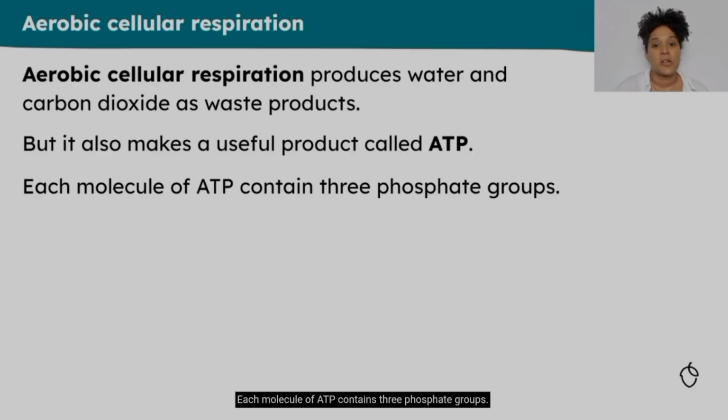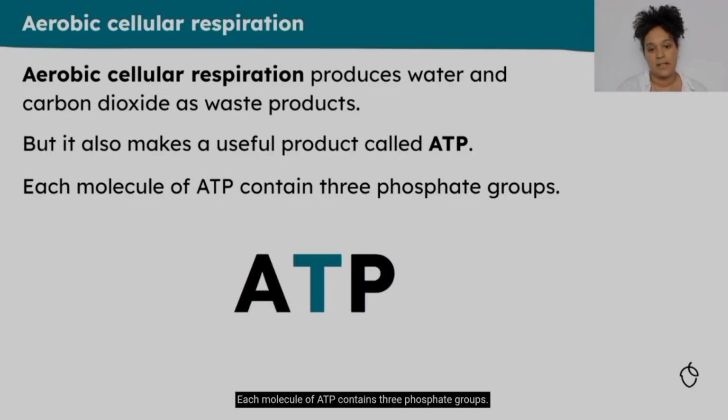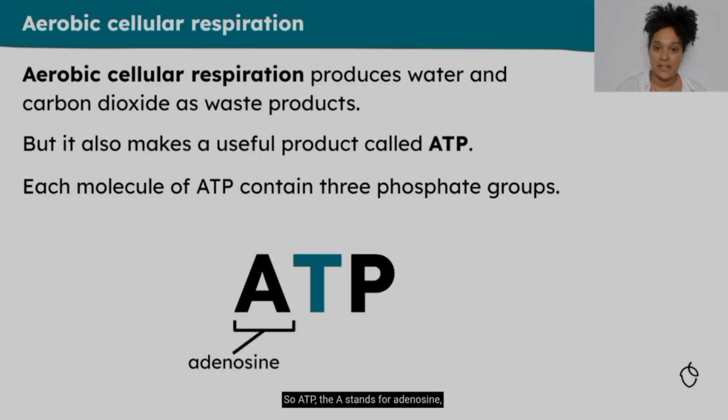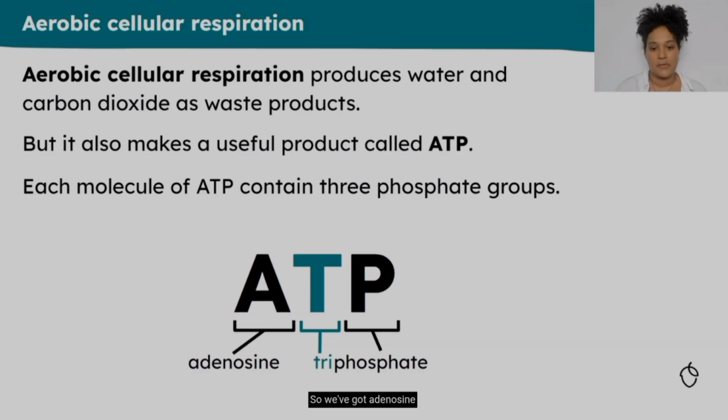Each molecule of ATP contains 3 phosphate groups. So ATP, the A stands for adenosine, which is a compound. The T stands for tri, which is a prefix that represents the number 3. And the P is for phosphate. So we've got adenosine, we've got 3 phosphate groups all bonded together to make this compound.